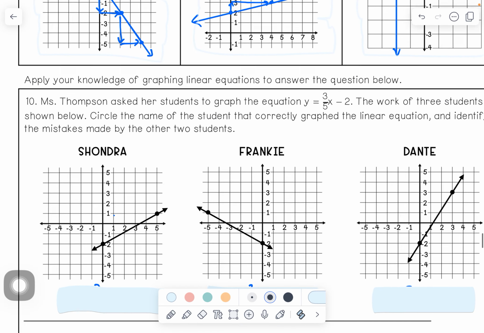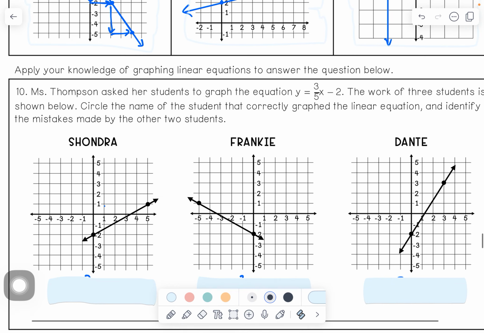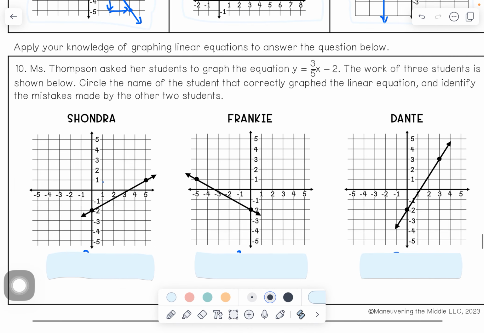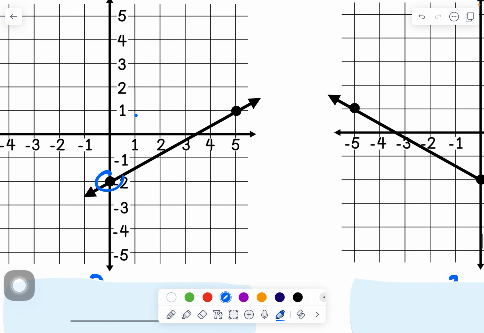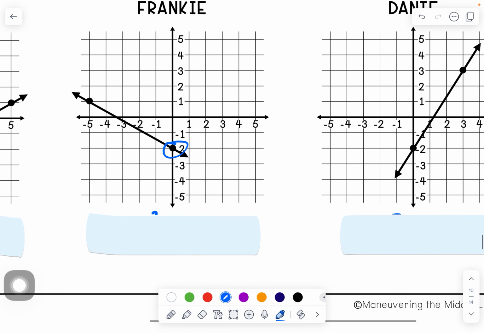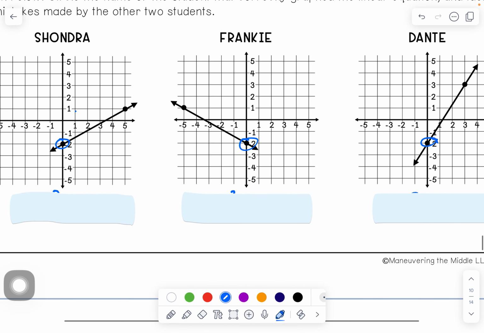All right, last problem, right? Ms. Thompson asked her students to graph the equation 3/5 x minus 2. Here's their work. Which person is correct? If it were me and I was trying to answer a question like this on a test, I would find the m and the b for each of them, right? So remember that b value is an observation, right? So there's -2, -2, -2. So no matter what, every person has the y-intercept correct.